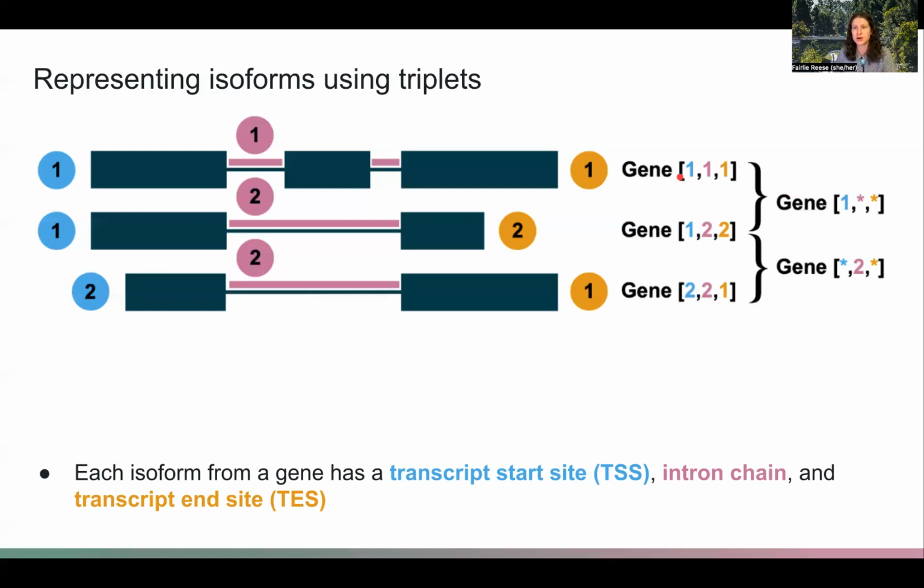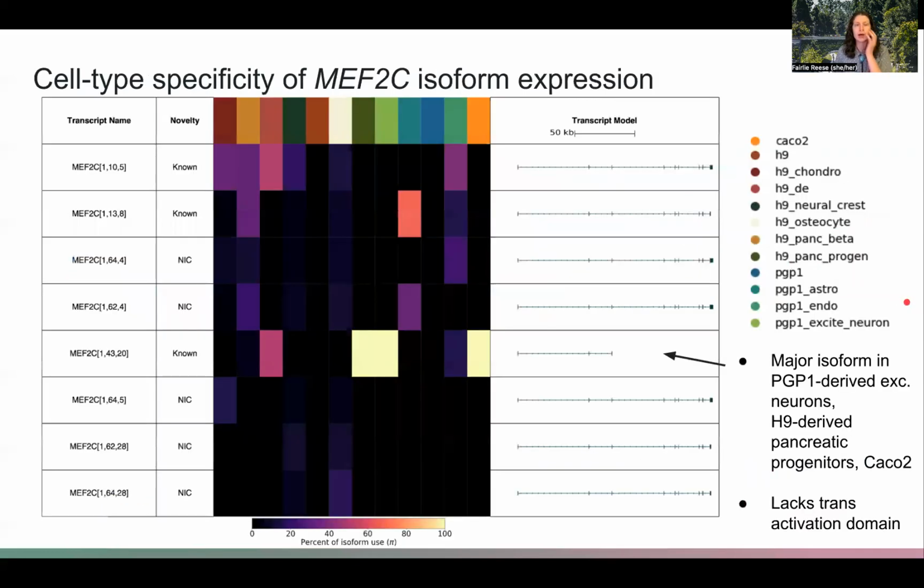So we can see here that these 2 transcripts share the same TSS and these 2 transcripts share the same intron chain. Using this naming strategy, we can go ahead and look at the transcripts that belong to a specific gene, in this case, MEF2C, which is a transcription factor.